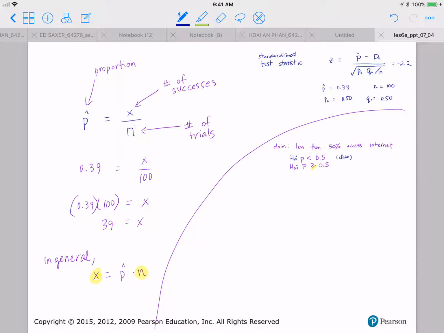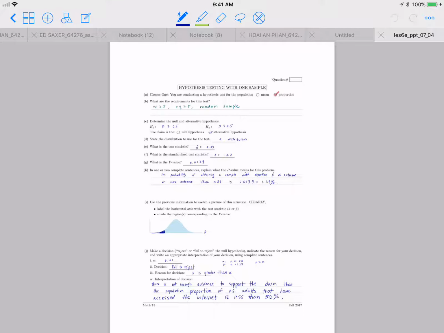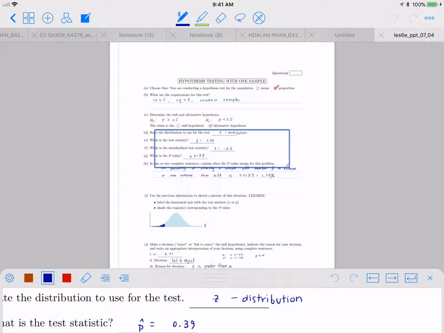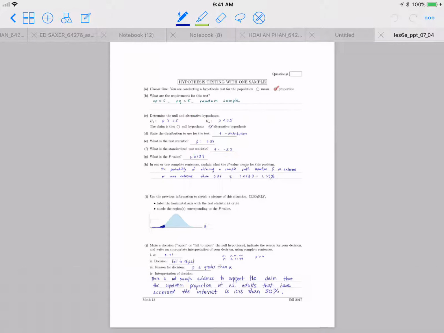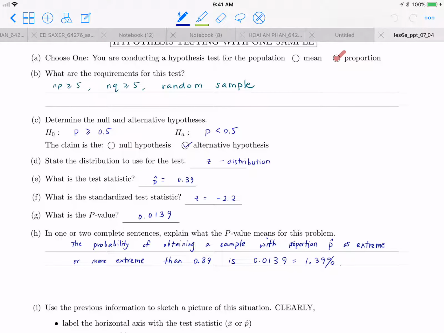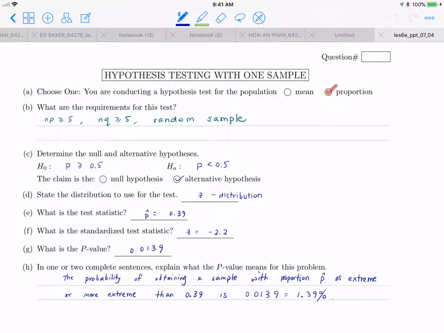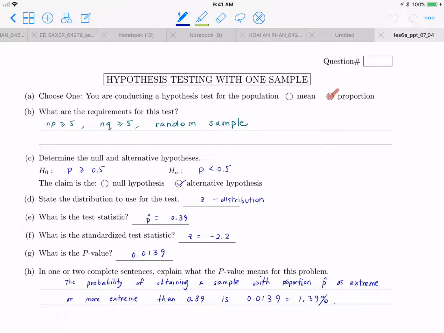Okay, so I've filled out most of this. Let me zoom in so you can get an idea. Of course, what type of hypothesis test are we doing? We're doing a hypothesis test for the population proportion. The requirements are NP and NQ are greater than or equal to 5, and that we have a random sample.